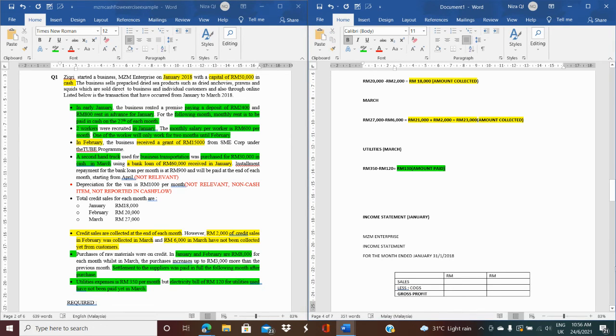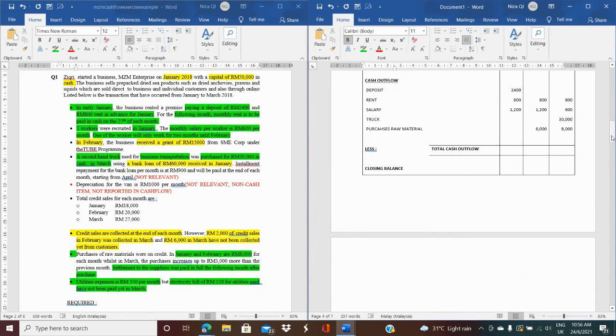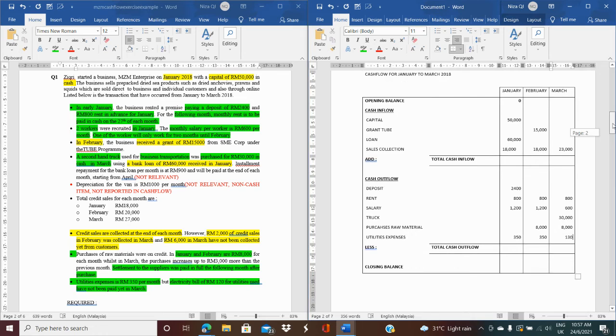Now you can put the information in the relevant column. So now expenses. Utilities expenses is recurring. Every month it has to be paid, and the amount is a fixed amount. So there's 350 for January and February, and for March, it's 130. There's no other transaction. Now you are going to calculate the inflows and the outflows. What will be the amount of the inflows and what are the outflows?